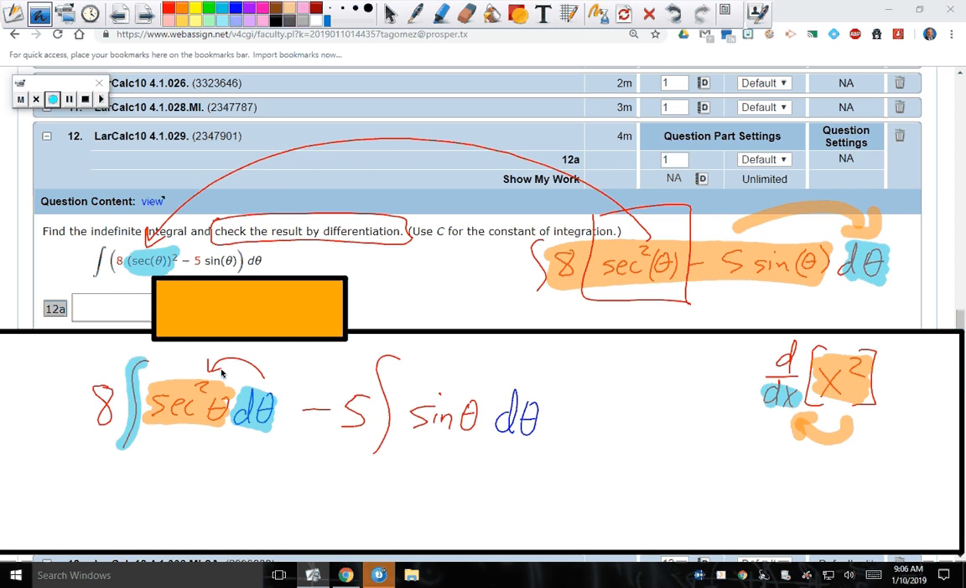Guys, what's the backward process, the antiderivative, of secant squared? Tangent. And you know that from that table that we wrote on the other problem, okay? Coming back as tangent. What allows me to bring this 8 down? Constant multiple rule. There's multiplication. What's the antiderivative of sine? Be careful. Negative cosine.